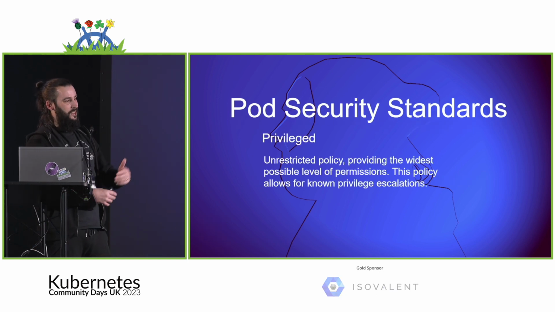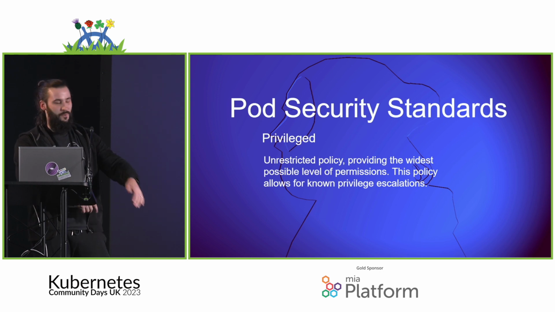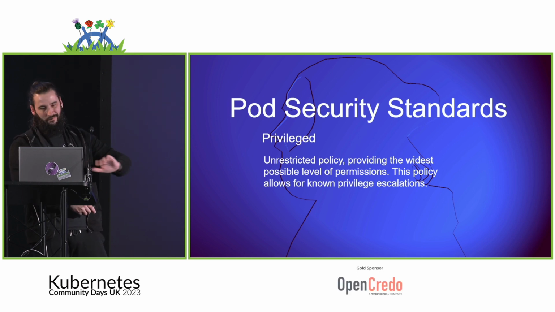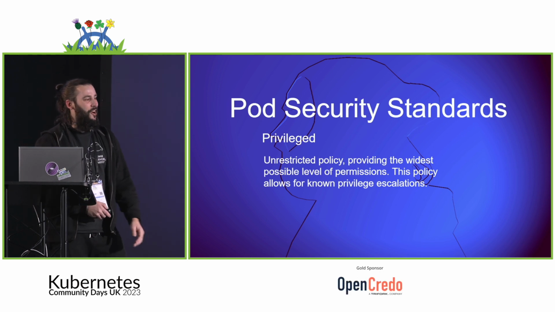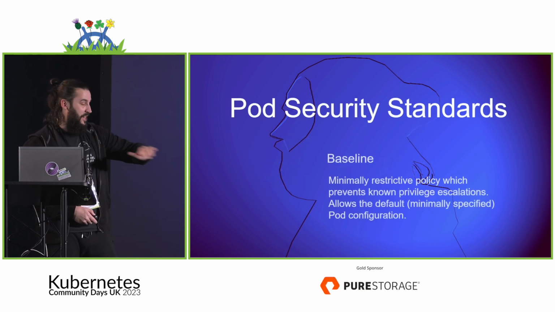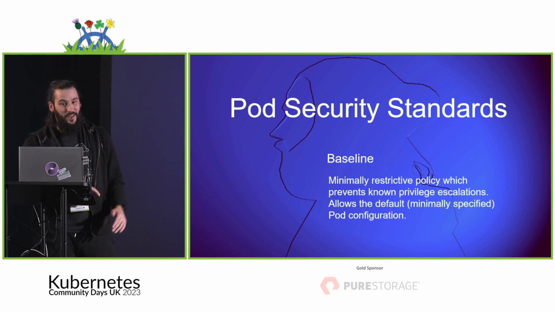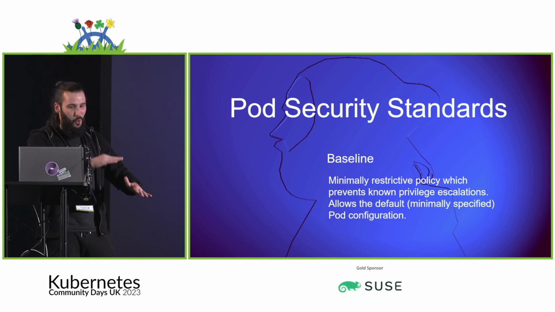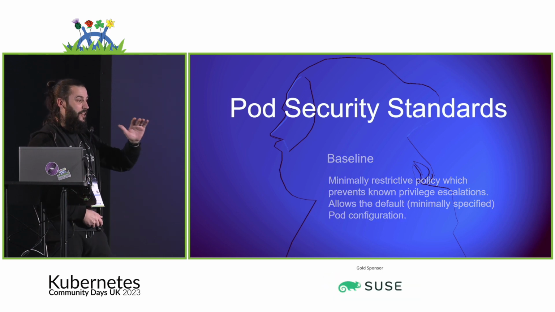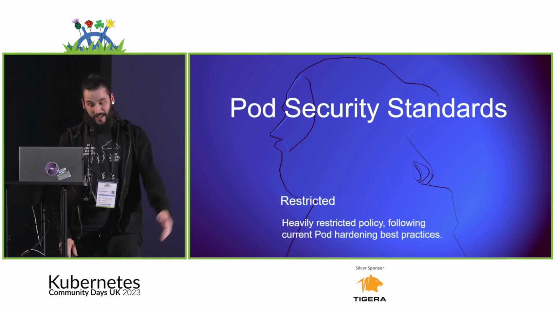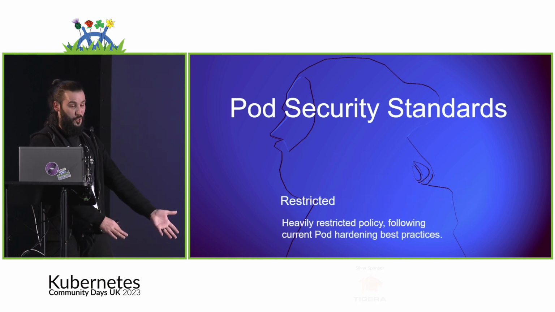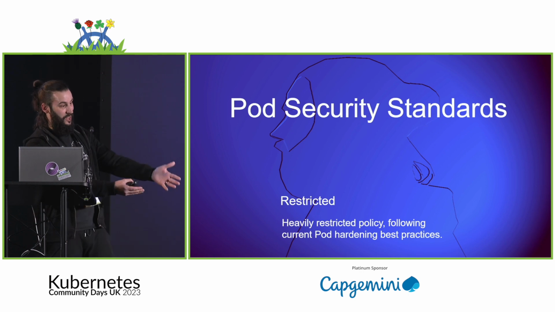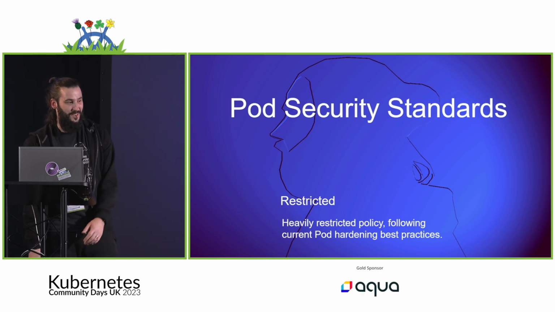There's three kinds of policies. There's privileged, which is basically unrestricted. It means you can go nuts on your security, and just don't do that, but you can do that. There's also a baseline policy, which is basically the default, and that allows you to have minimally restrictive defaults in place for your pod security. And then there is also restricted, which is heavily restricted, which is ideally what you should be using where possible, because it follows the current pod hardening best practices.